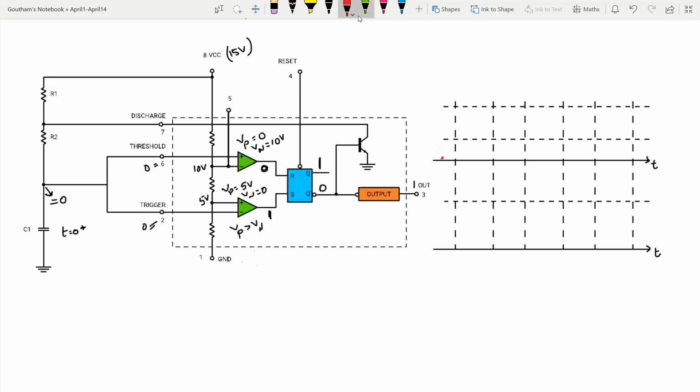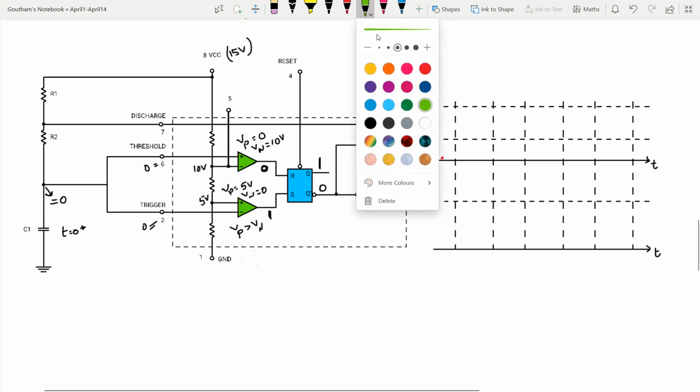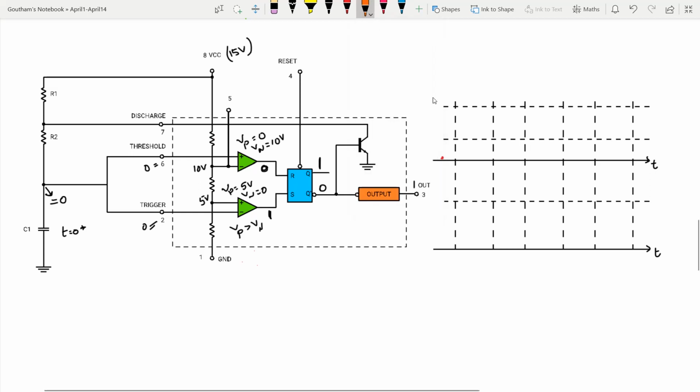Okay, so let me color them differently, let this be orange. I am depicting the output with orange. Sorry for that. As soon as you switch on the astable multivibrator, the 555 in astable mode, the output is 1. You have seen it here, the output is 1.